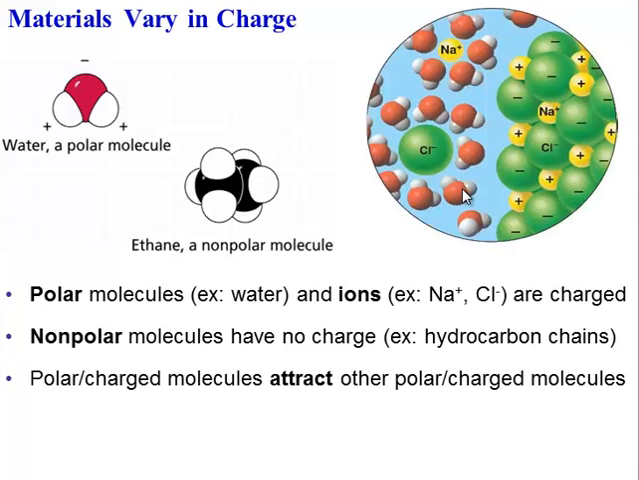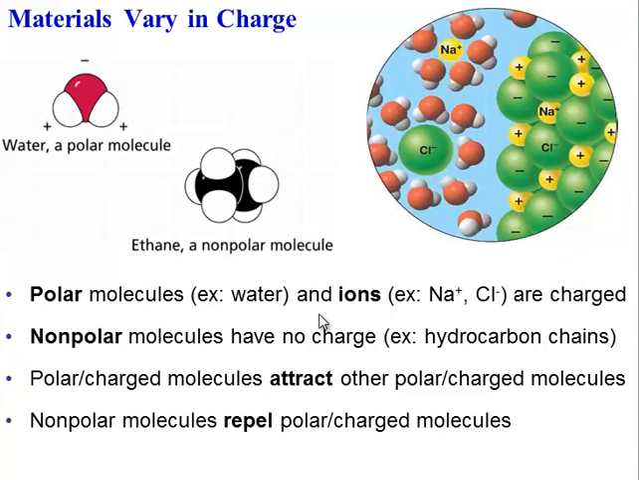For example, polar molecules and charged molecules are attracted to each other because the opposite charges attract. So here we can see that the positive hydrogen atoms in a water molecule are attracted to the negative chlorine ion. Meanwhile, the negative oxygen atoms in water are attracted to the positive sodium ion. And this is one reason why sodium chloride, aka salt, dissolves so easily in water. Similarly, water molecules are also attracted to each other because water molecules are polar. On the other hand, nonpolar molecules do not like, in fact they repel, polar and charged molecules. And that's going to be very important later on.